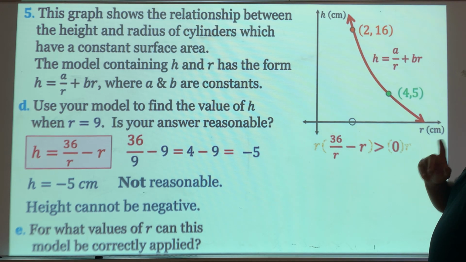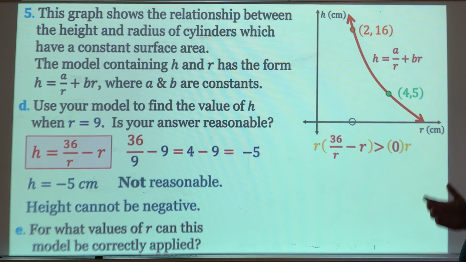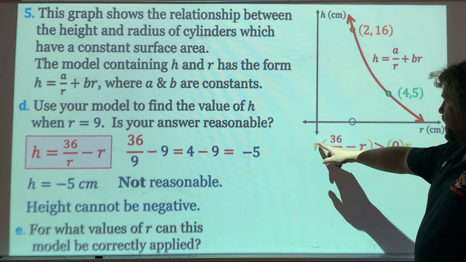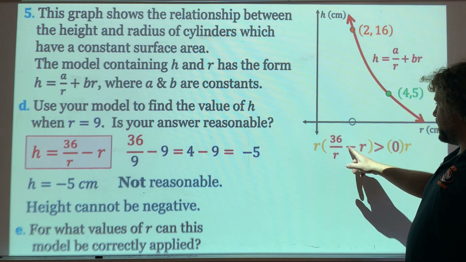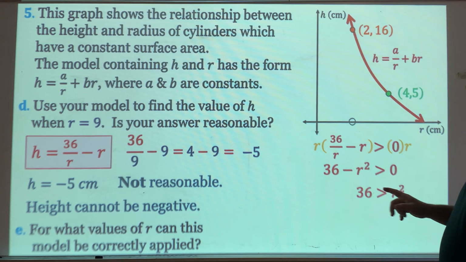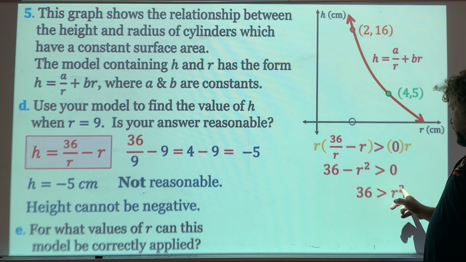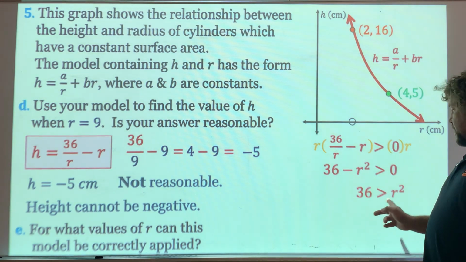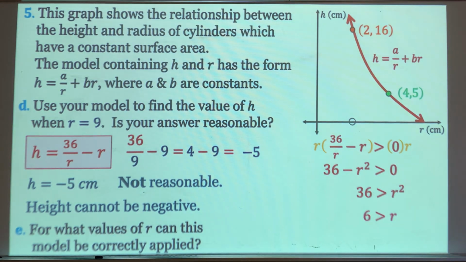You're going to multiply both sides by r. That's going to cancel this out. Give me 36 minus r squared, greater than 0. Add r squared to both sides. 36 is greater than r squared, or r squared is less than 36. Square root both of them. So r has to be less than 6.